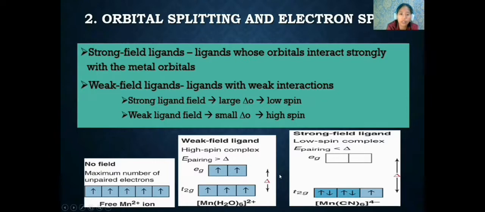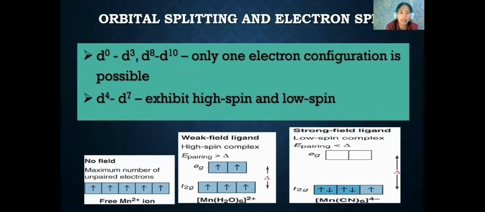But for the weak field ligand, the diagram in the middle, we have a high spin complex because it has a small delta O. This means that t2g and eg orbitals have almost the same energy. So the electrons will fill all these orbitals first, following Hund's rule. So that is weak field ligand and strong field ligand.